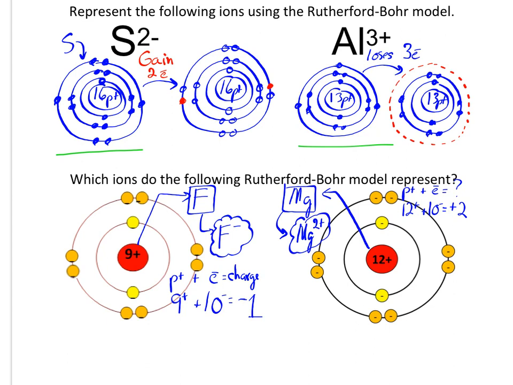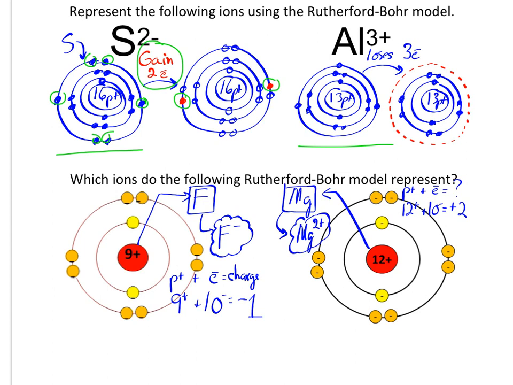Sulfur on its last orbit has 1, 2, 3, 4, 5, 6 valence electrons. So to have a full shell, and that's to be like a noble gas, we've said that all atoms are trying to be like noble gases. So they're all trying to either gain electrons to have a full shell or to lose electrons to have a last full shell as well. So for sulfur with 6, it needs only 2 more. So it's going to be a gain of 2 electrons, and we're going to represent that ion, which would be called sulfide, with the Rutherford-Bohr model.